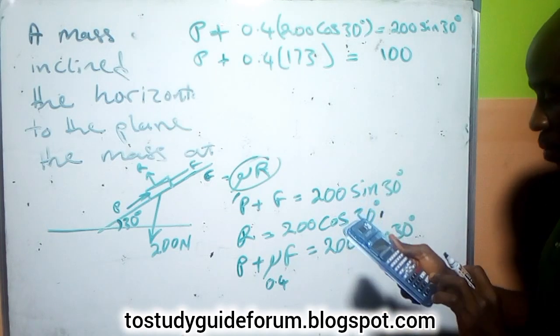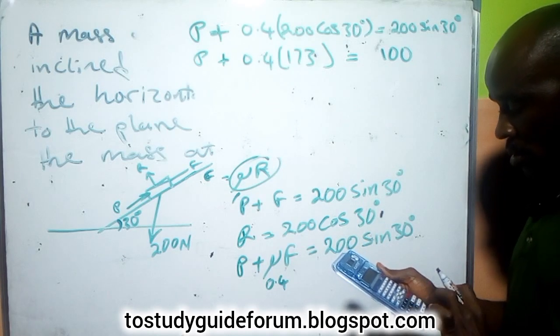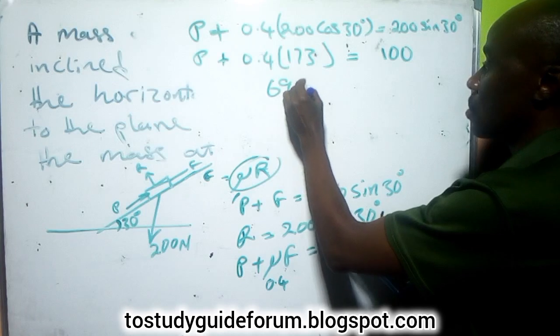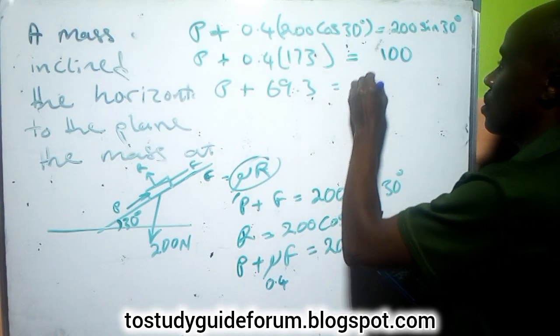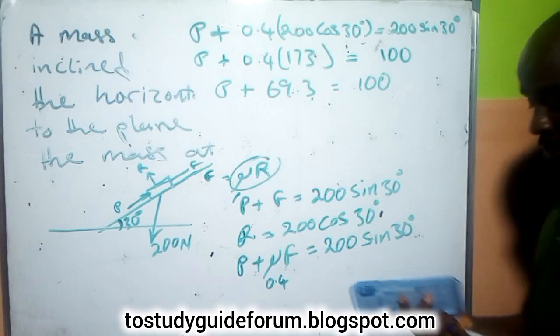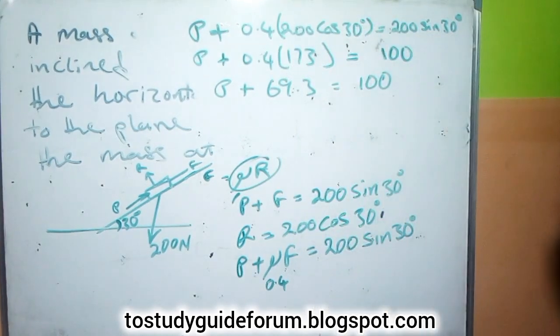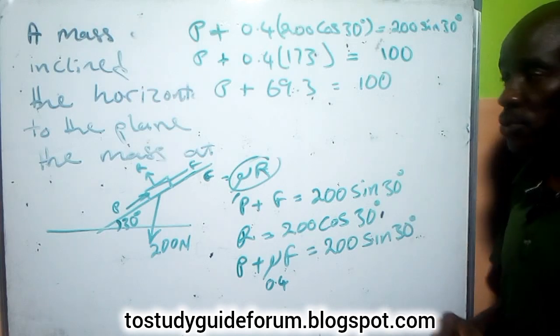So the next one is that we multiply this through. What we have is P plus 69.3 equal to 100. I believe you are following. Please leave your question in the comment section if for any reason you are not really understanding. I will put you through.